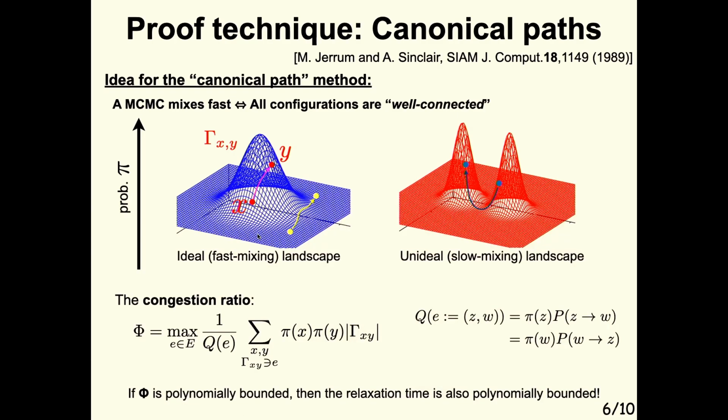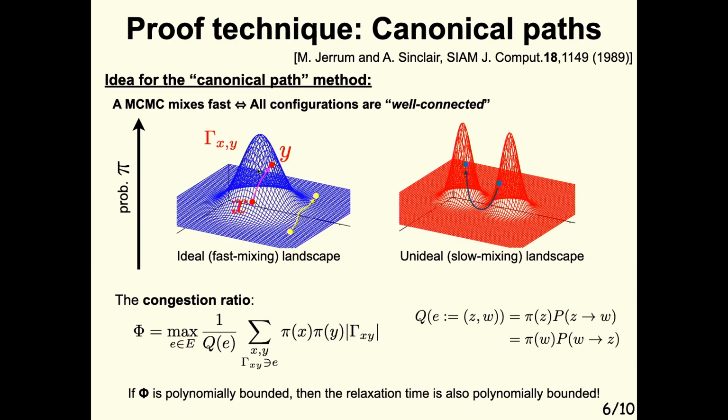And what this reasonable means is that this constant congestion ratio is only polynomially big. There are a lot of symbols, and unfortunately I don't have time to go through all of it. But the important thing is that it has pi x times pi y here, and it basically has a QE term here, which is essentially pi z, where z is some intermediate point.